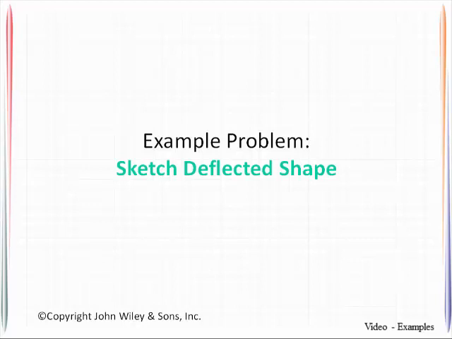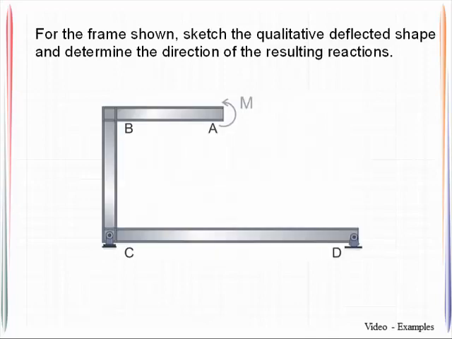Well, hello again. In this example, you will practice sketching qualitative deflected shapes and identifying the direction of the resulting reactions. We're going to look at this frame, and indeed it becomes just a little bit tricky to be able to envision what goes on with this. What we want to do is identify what the support conditions are actually telling us.